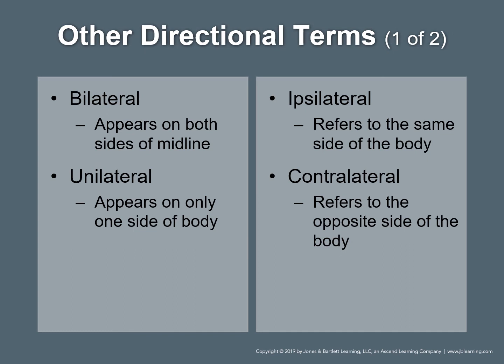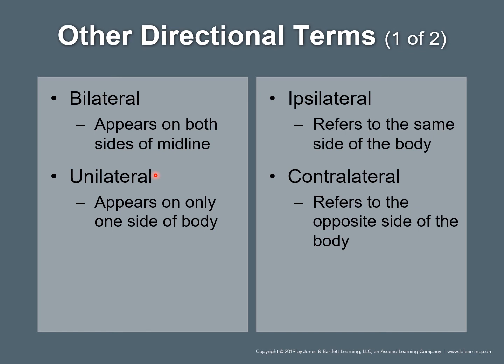Other directional terms. You should be very familiar, especially with these on this side. You should already be using these. Bilateral is a body part or condition that appears on both sides of the midline. Examples, you have bilateral ears, bilateral eyes, bilateral hands, bilateral feet.